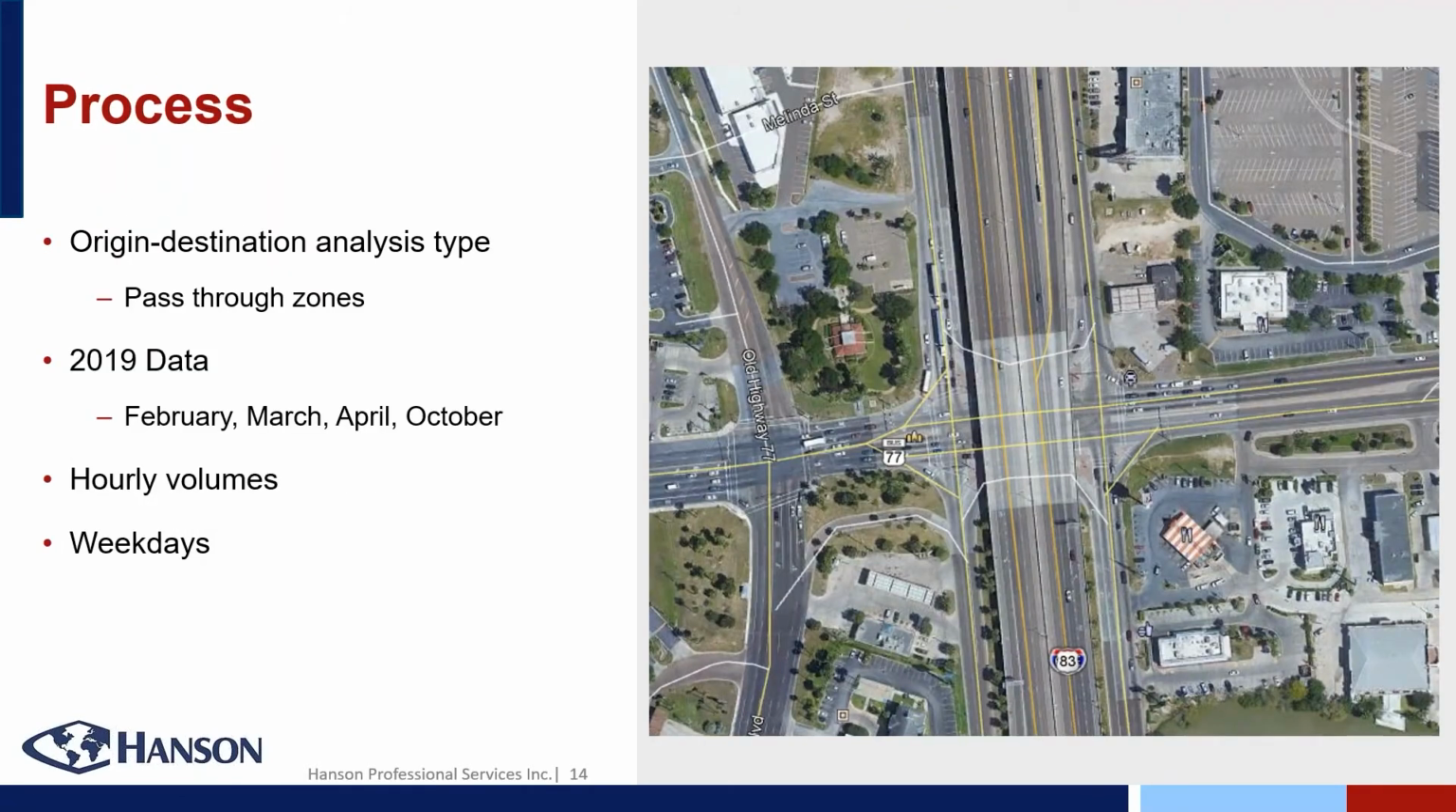So our process was to collect the traffic turning volumes using StreetLight. We used an origin destination analysis type and set up multiple pass-through zones throughout each intersection. So these pass-through zones were set up into two zone sets for each intersection to capture the vehicles coming into an intersection and those leaving.